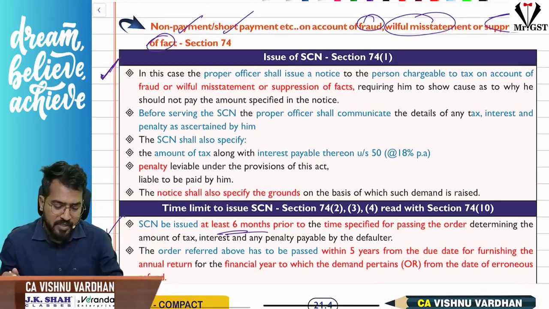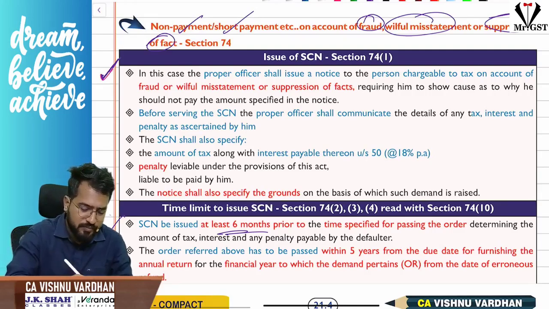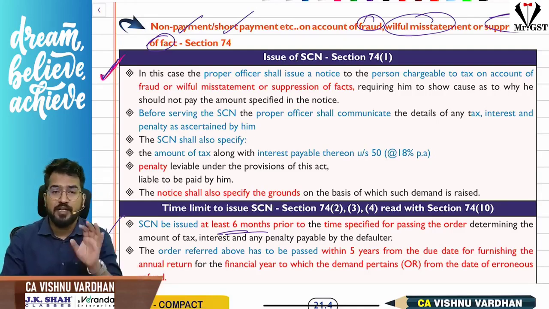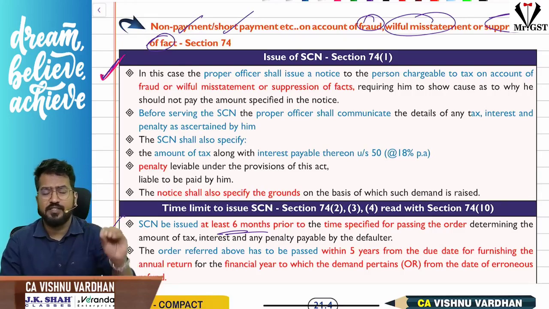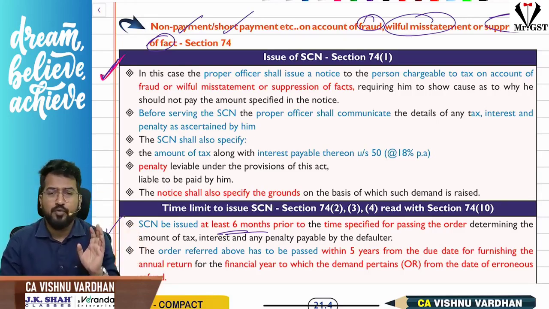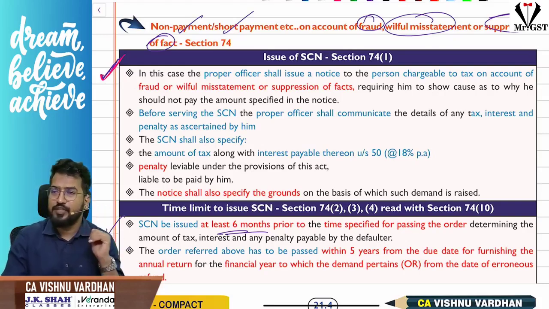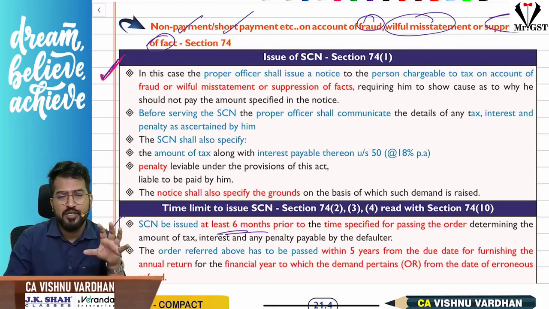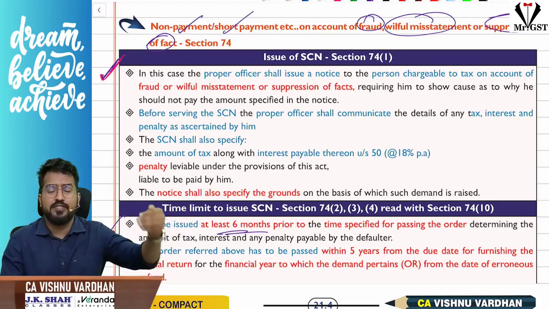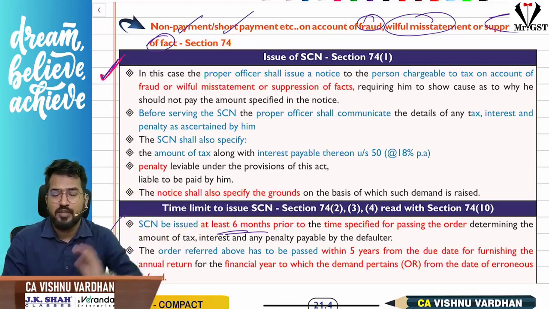If you see here, sir, first they will issue a show cause notice. In the show cause notice, obviously the reasons and the amount, whatever has been determined, tax, interest, penalty, should be communicated. What is the time limit for giving the show cause notice? Earlier in section 73 we have seen 3 months at least before the due date for the order. Here it is 6 months prior to the due date for completion of the order.